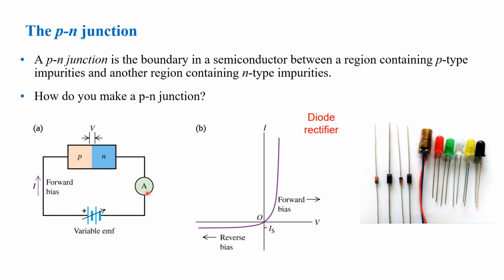As you can see, your diodes did not follow your Ohm's law. Remember that the current versus voltage graph of your Ohm's law is just a straight line, this one here. But as you can see, for your diodes, on the forward bias there is this exponential increase in current, while in the reverse bias, almost no current is flowing.